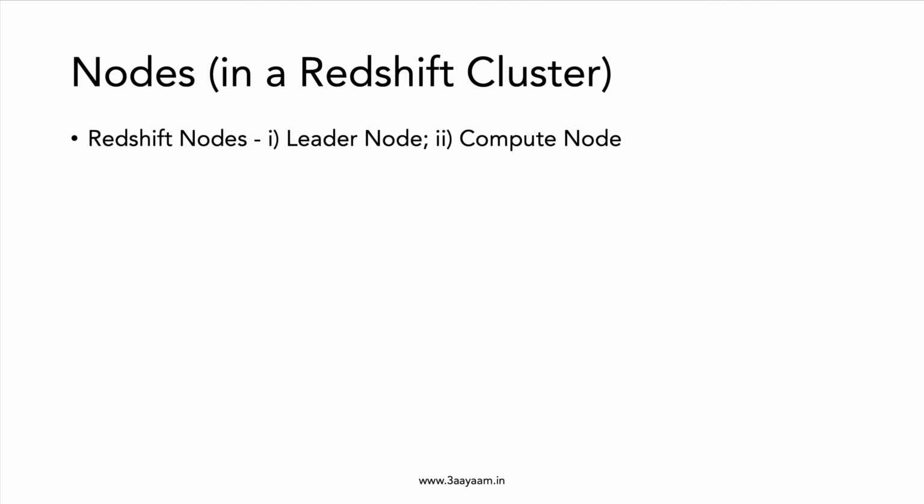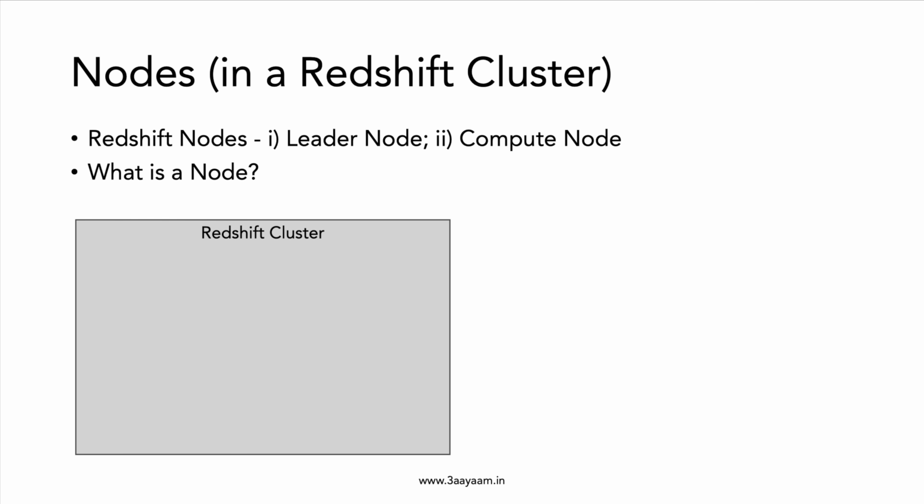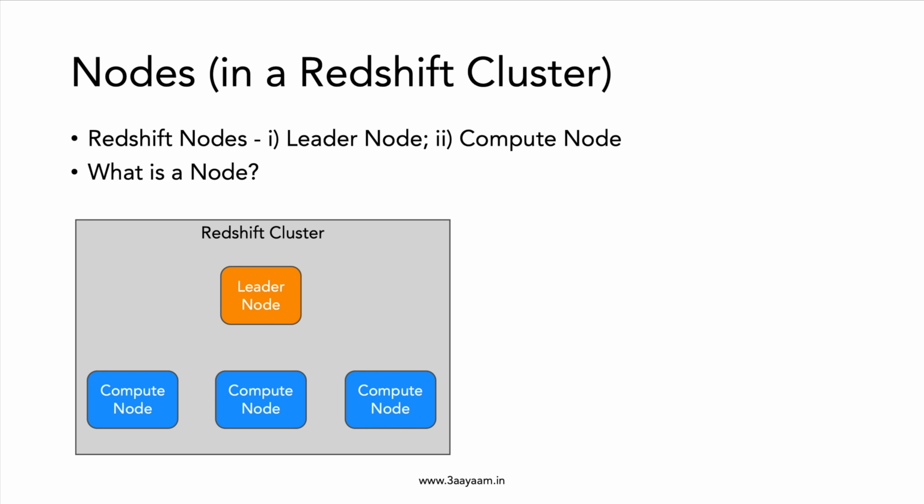While creation, we only create compute nodes. We do not create leader nodes because leader nodes are provided to us by default and without any cost. So when you create a Redshift cluster, we only create or provision the compute nodes. Now, obviously, it begs a question, what is a node? So let's say this is a Redshift cluster and we have something called a leader node and compute node. These are nothing but EC2 instances.